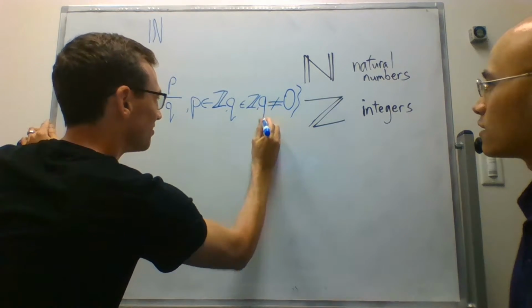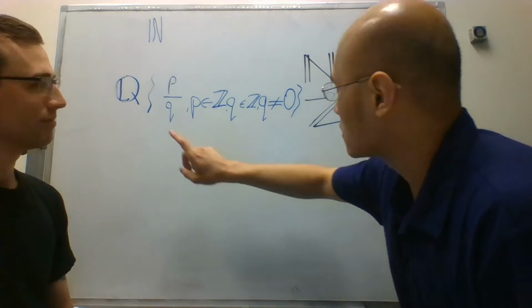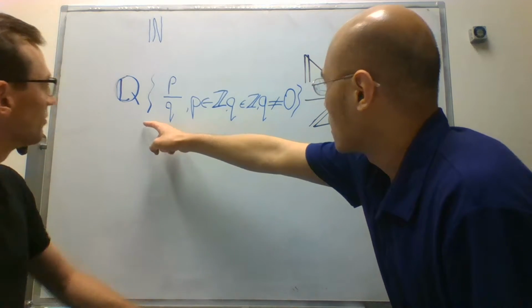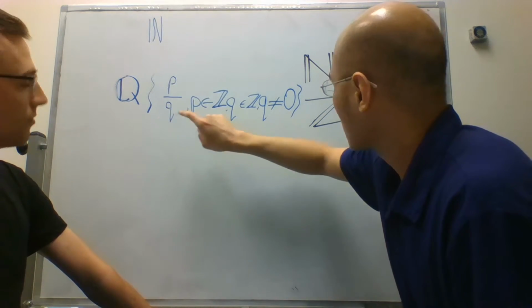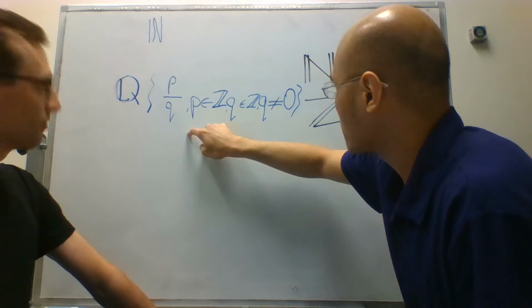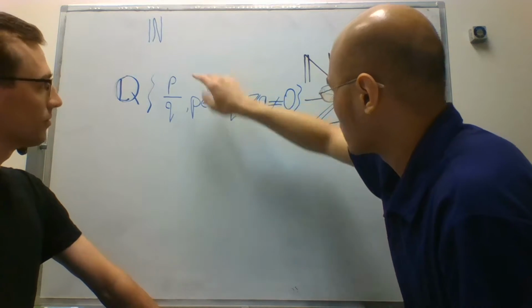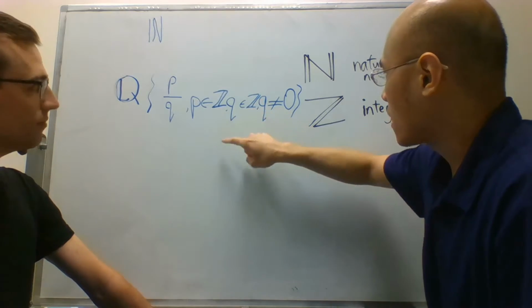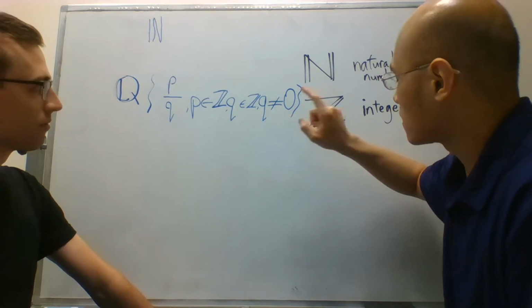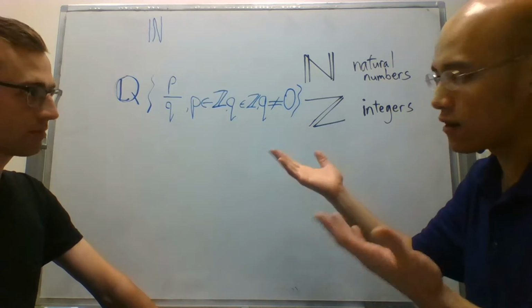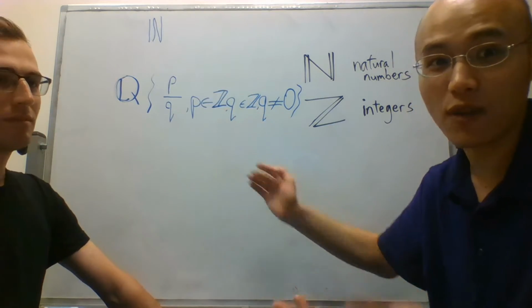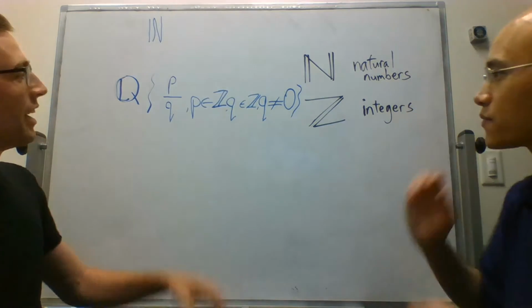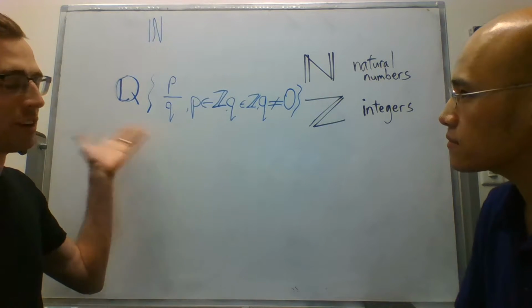So there you go. The rational numbers are the set of fractions such that the numerator is an integer, and the denominator is an integer, but it cannot be 0, which of course we all understand because you can't divide by 0. That's undefined. And you can start thinking about the type of numbers that are in the rational numbers.